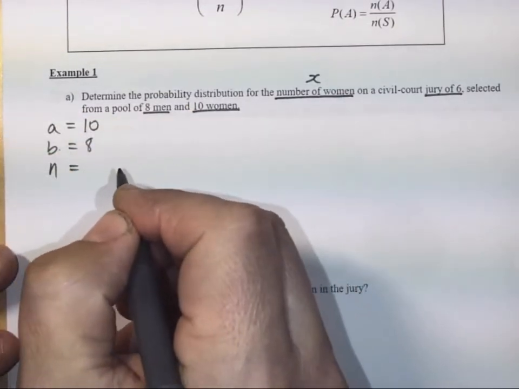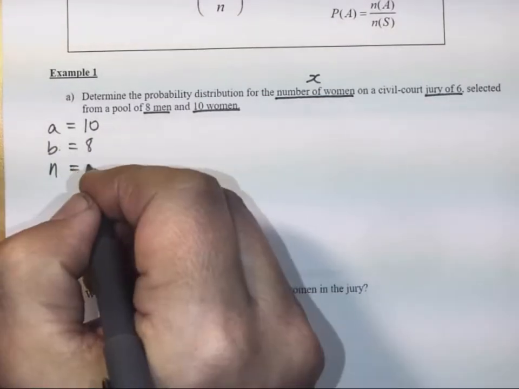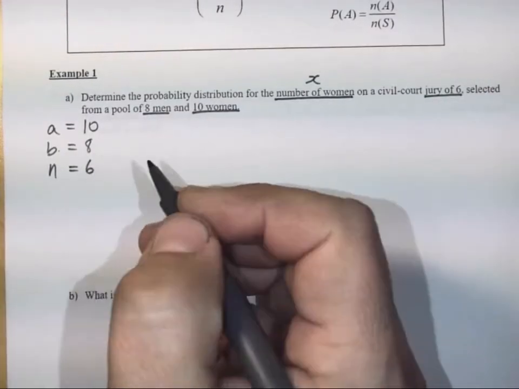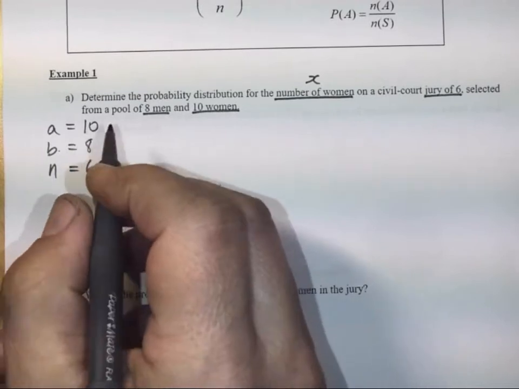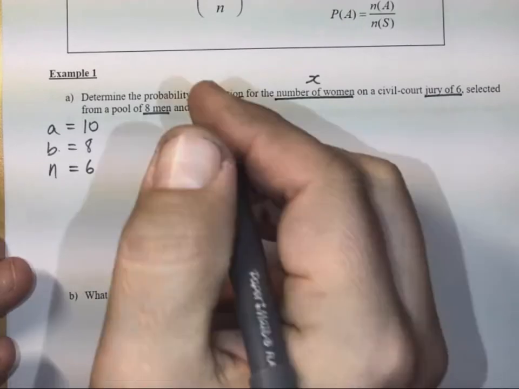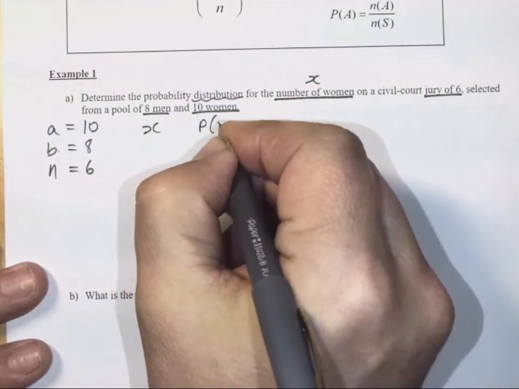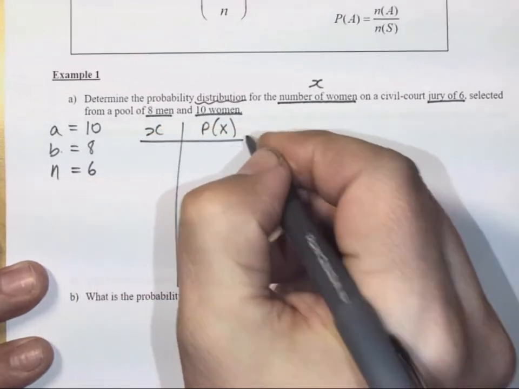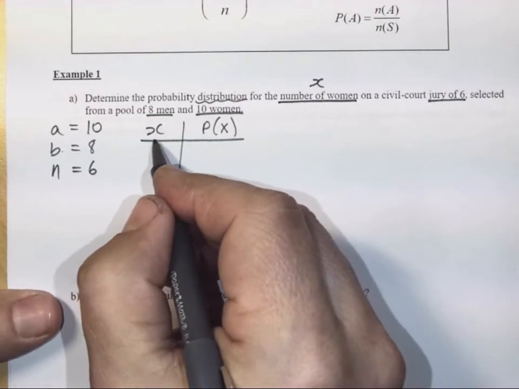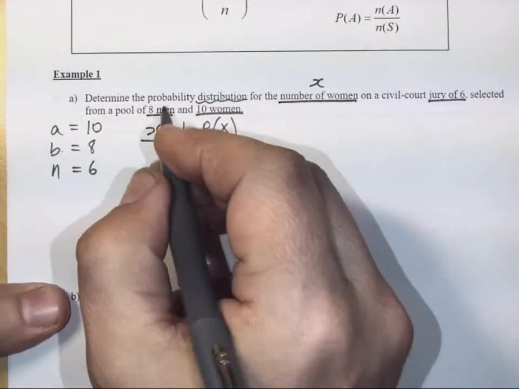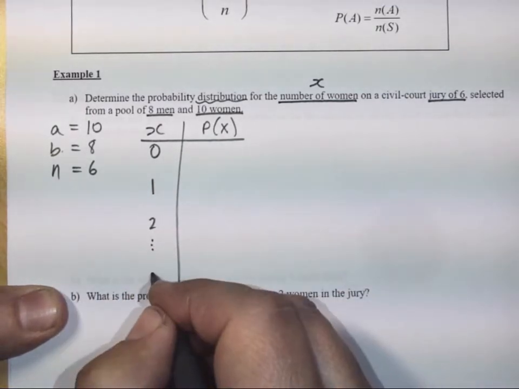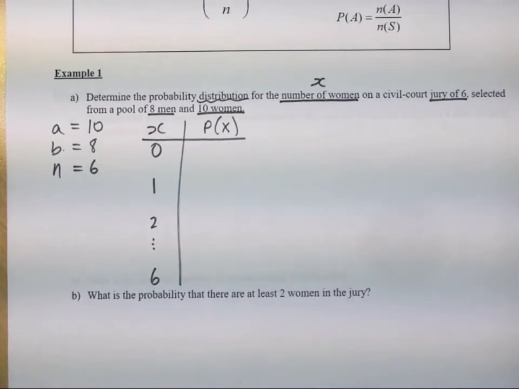N here, what's the N? Trials? Well, we have to make a jury of 6, so that's 6. We are selecting 6 people, so n is 6 trials. And we don't have an x because it asks for the distribution. Distribution is all x. Let's start with our chart, x and P(x). We won't have room for all of these, but we'll do some. Let's think about this. How many ways could this happen? If x represents the number of women on this jury, we could have 0 women on this jury, or 1 woman, or 2 women, or all the way down to 6 women total on the jury.